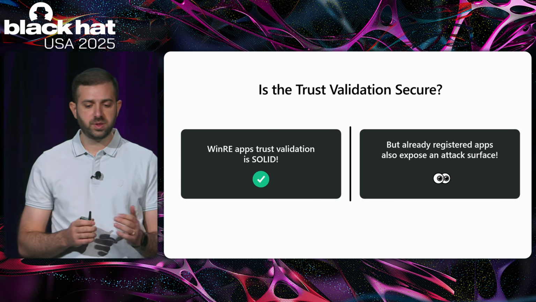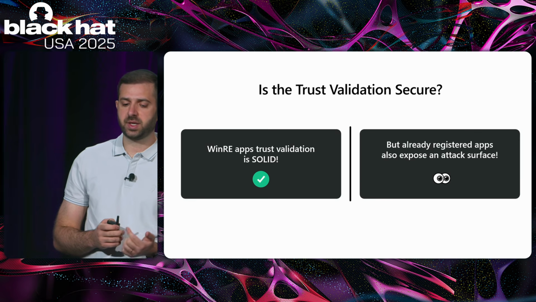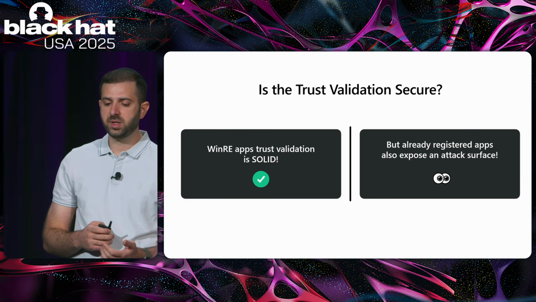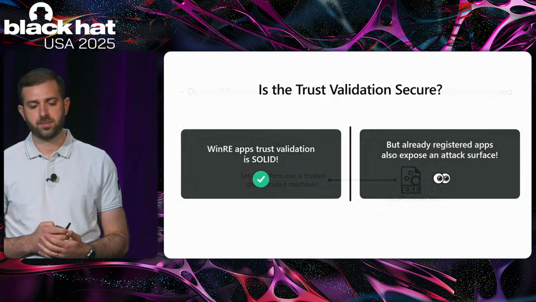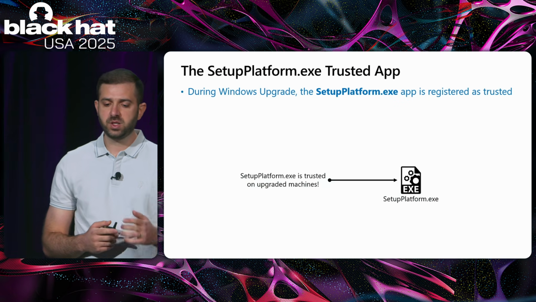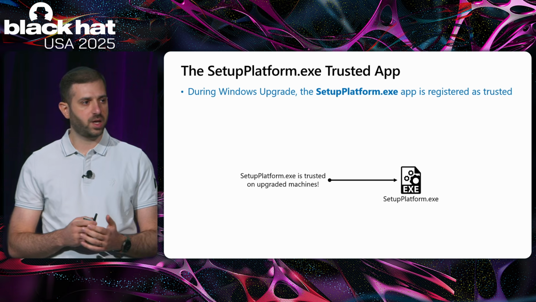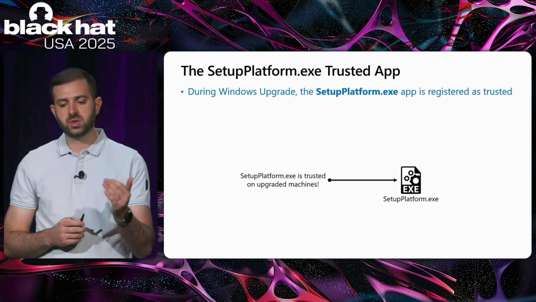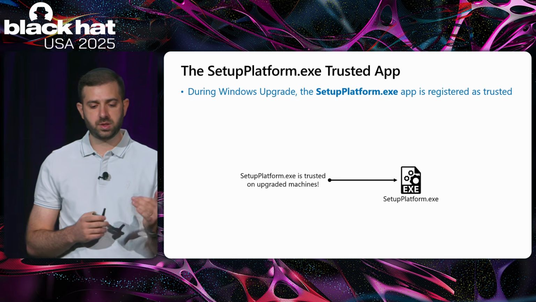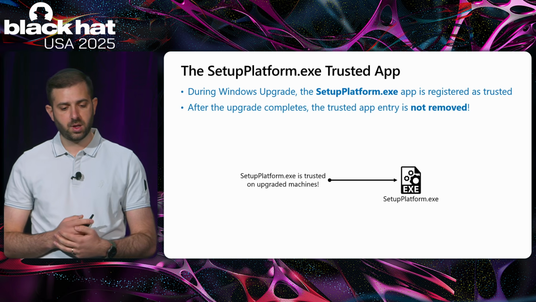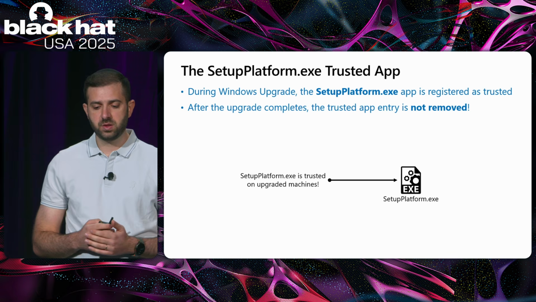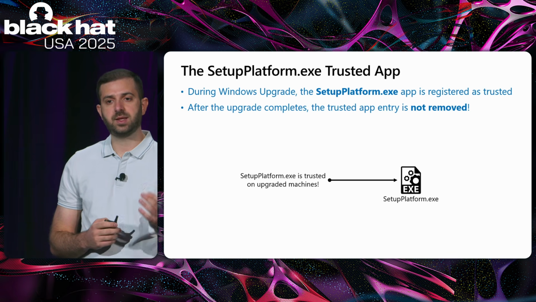Well, we wondered if an already registered application can expose an attack surface. So we went hunting for registered applications. We found a legitimate usage of this feature by a program called Setup Platform. This application is registered as a trusted app and used during the Windows upgrade. Once the upgrade completes, the trusted app entry remains in the registry, and it is not removed.